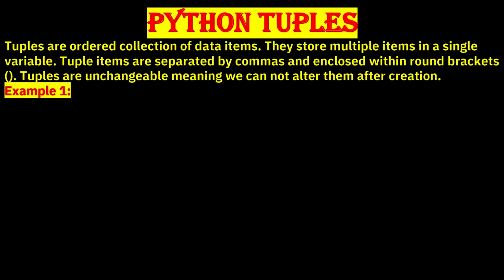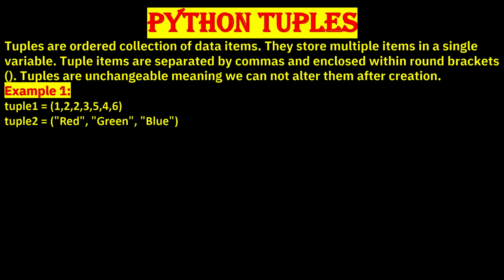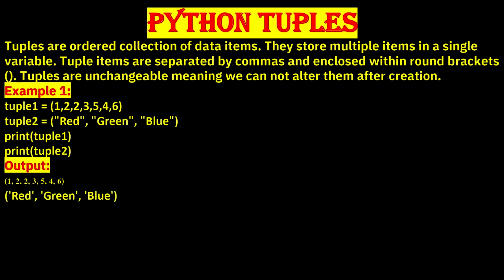Example 1. tuple1 = (1, 2, 2, 3, 5, 4, 6). tuple2 = ("red", "green", "blue"). print(tuple1). print(tuple2). Output: (1, 2, 2, 3, 5, 4, 6) and ("red", "green", "blue").